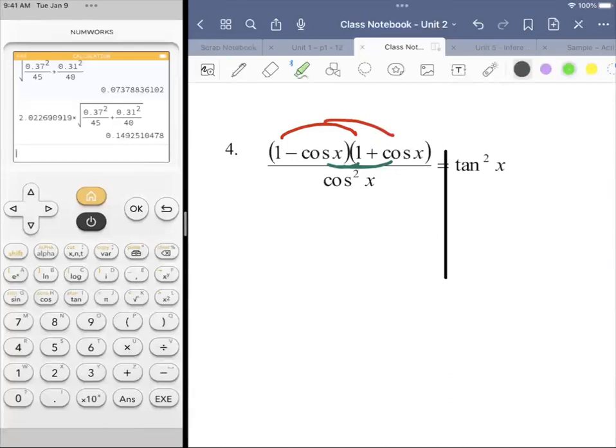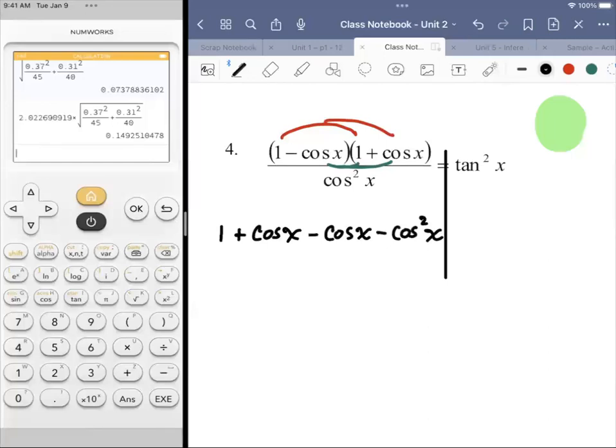So again, same idea as before. We're going to take this 1, multiply it by 1, and then cosine x. So 1 plus cosine x. Then I'm going to take this negative cosine x, multiply it by 1, and multiply it by cosine x. Oops, sorry. Minus.